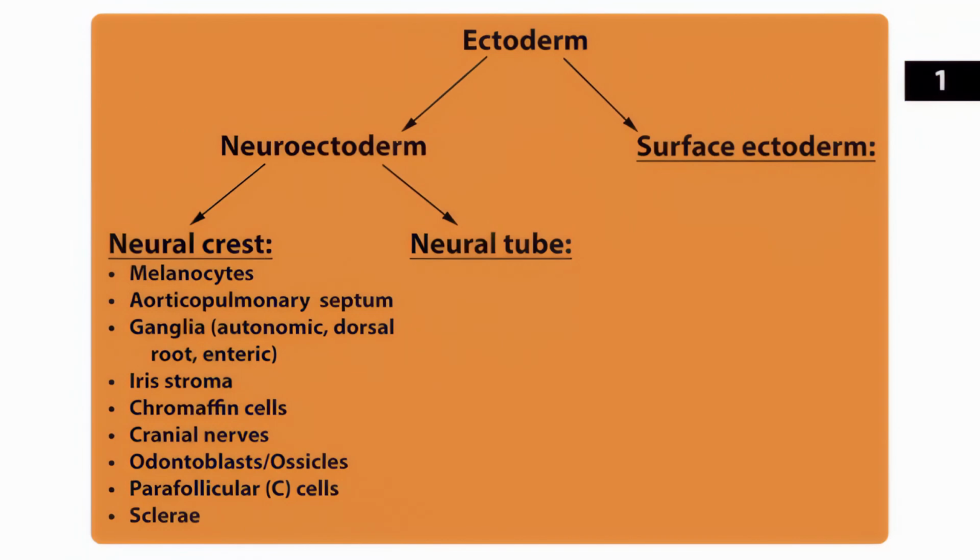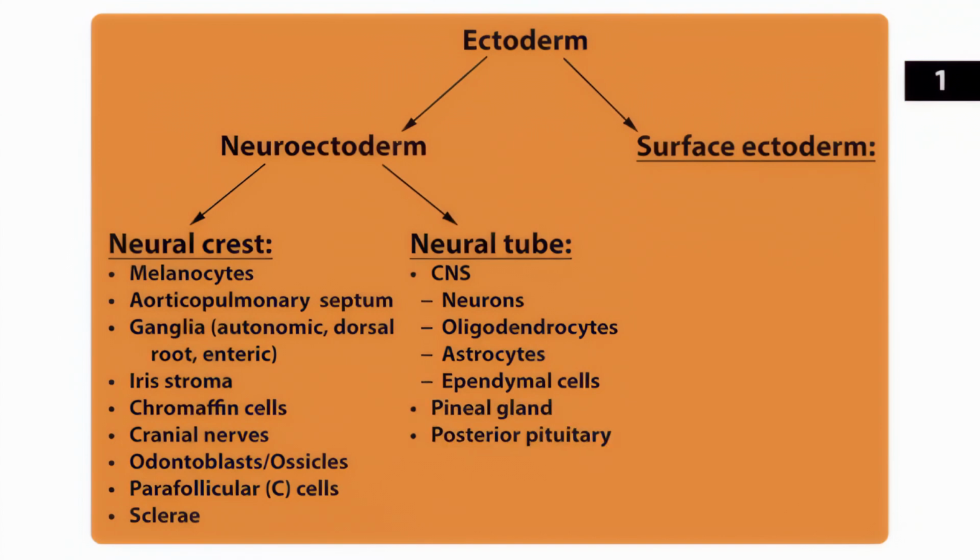The neural tube basically gives rise to the central nervous system, which includes the neurons of the brain and spinal cord, the oligodendrocytes that myelinate those CNS neurons, the astrocytes that support those CNS neurons, and the ependymal cells that secrete CSF. The neural tube also gives rise to the pineal gland and the posterior pituitary or neurohypophysis, and also the retina.